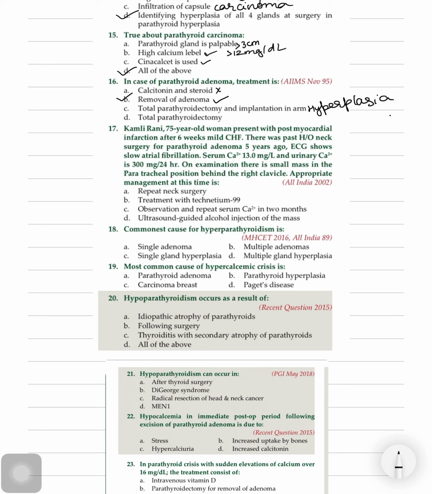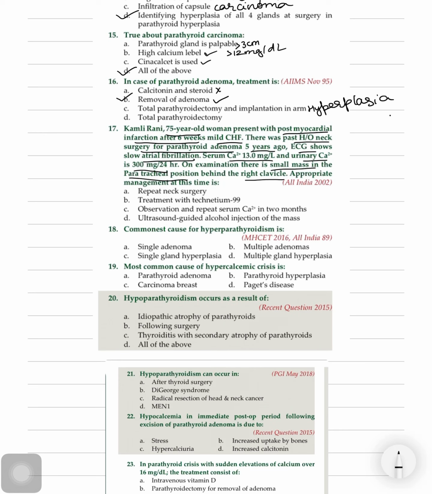Kamali Rani, a 75-year-old female, presents with post-myocardial infarction after 6 weeks with mild congestive heart failure. There was past history of neck surgery for parathyroid adenoma 5 years ago, and ECG shows atrial fibrillation. Serum calcium is 13 and urinary calcium is 300 mg per 24 hours. On examination, there is a small mass in the paratracheal position behind the right clavicle.